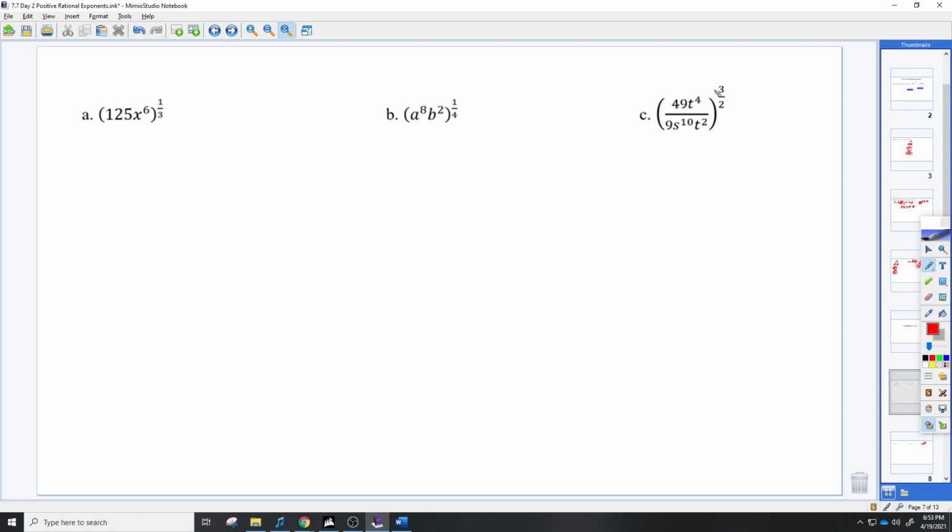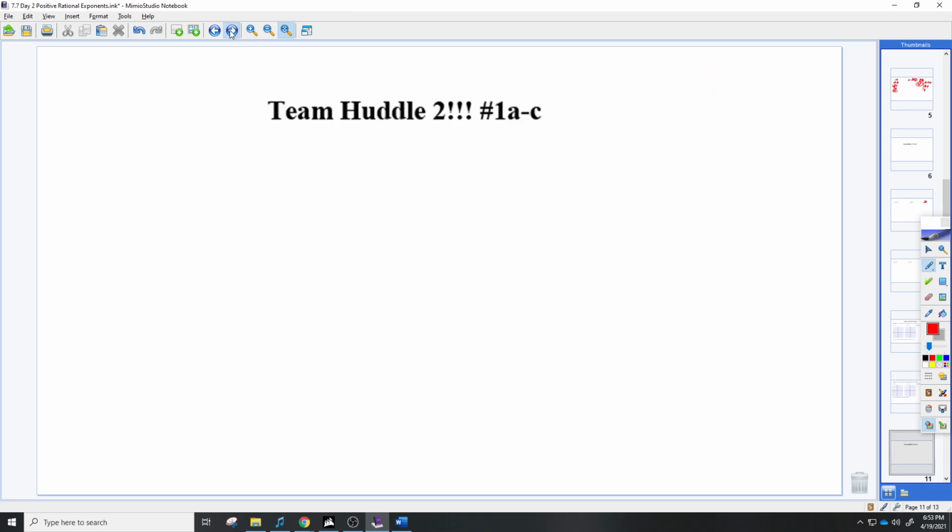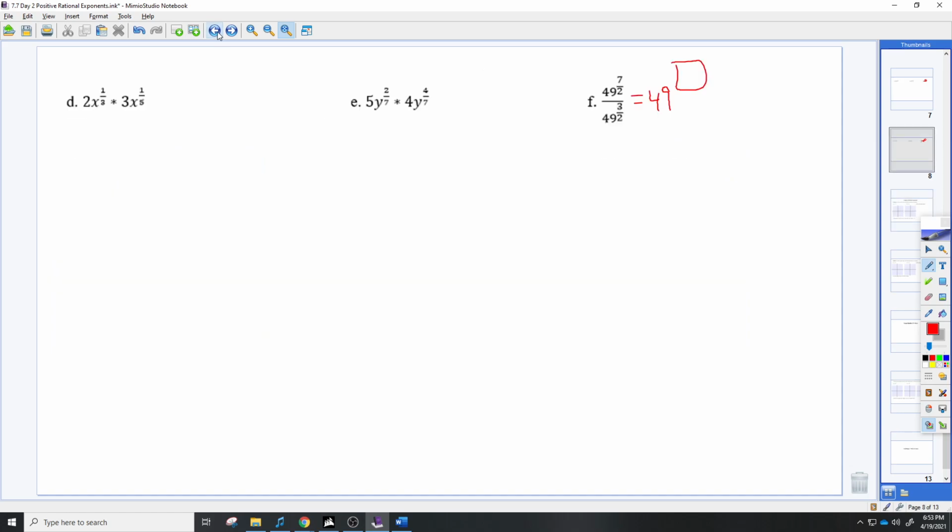So this one actually has to, the 3 halves, has to go to everything inside. The 49, t to the 4th, the 9, the 10, and that 2. So it's kind of like distributing it to everything. I think I'm going to actually do that one, because all we have left to do is some graphing, and then we're done. So let's do that one together.